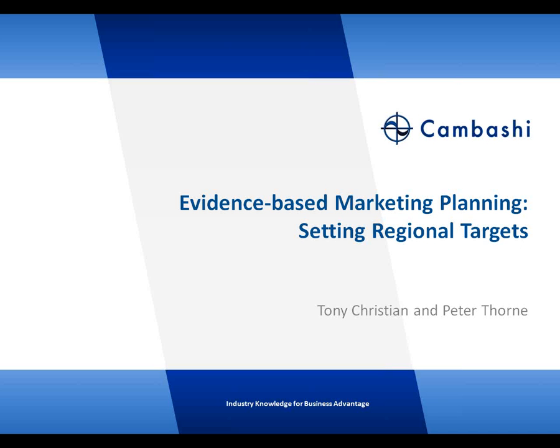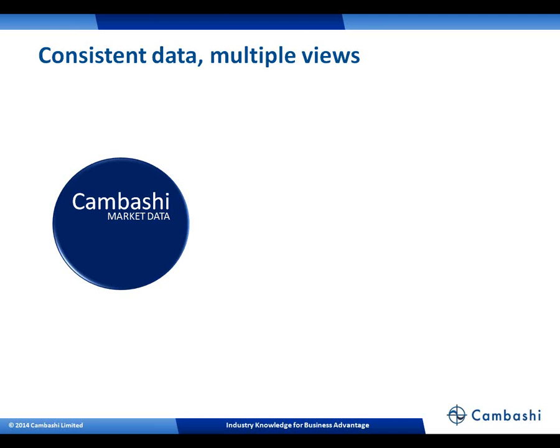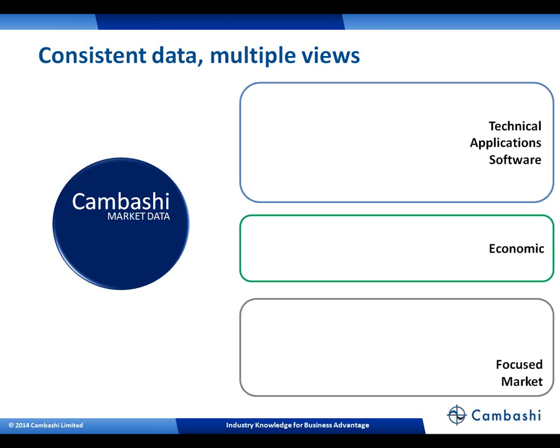Thanks, Tony. I'm going to be using data from Cambashi's market observatories. So first I'll explain what these are, then I'll explain the scenario that we'll be looking at, then we'll use the market observatory data to answer the questions that come up in the scenario. So, the Cambashi market observatories, these are data sets delivered as Excel spreadsheets. We research the market from different points of view, and the observatories provide consistent data for these multiple views of the market. The observatories fit into three groups.